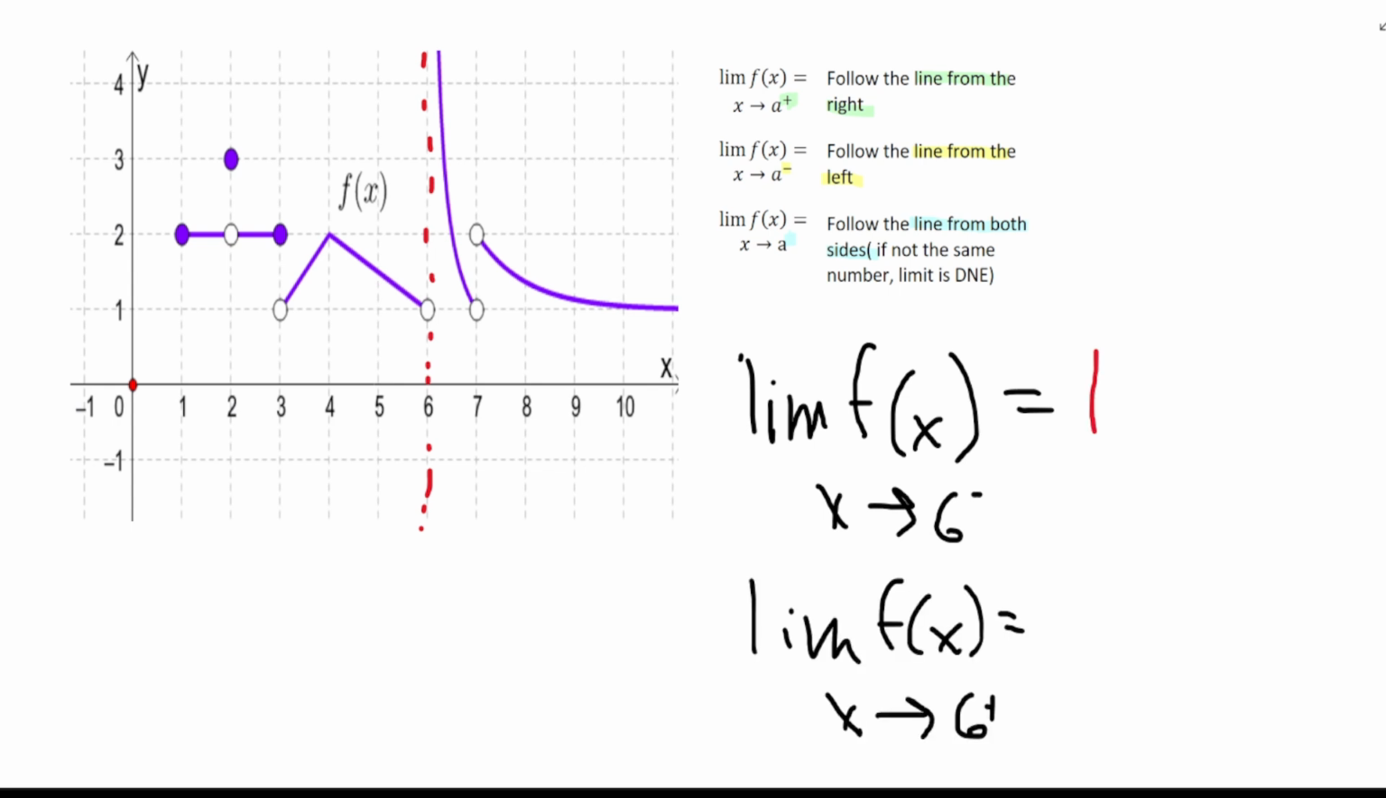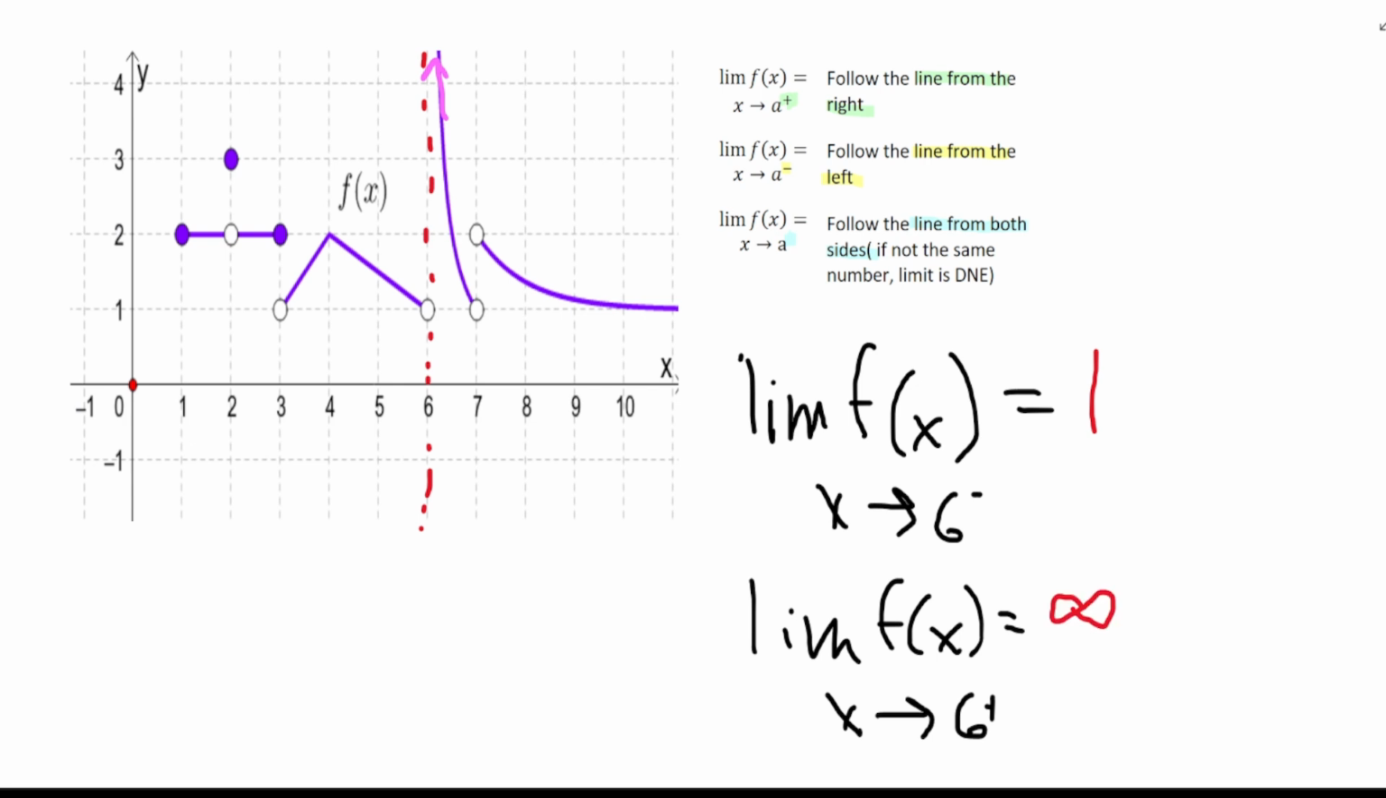Now in the problem below, it wants us to find the limit as x approaches 6 plus, meaning 6 from the right. So the line from the right is going to look like this. What y value does this line seem to approach? It doesn't look like it's slowing down, so the y value of this line actually approaches positive infinity.